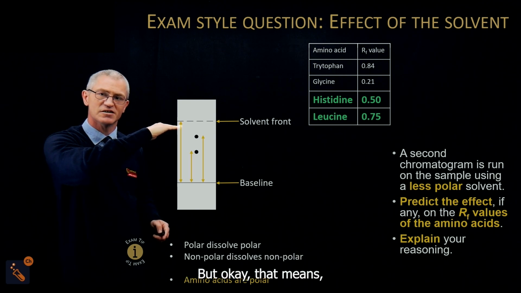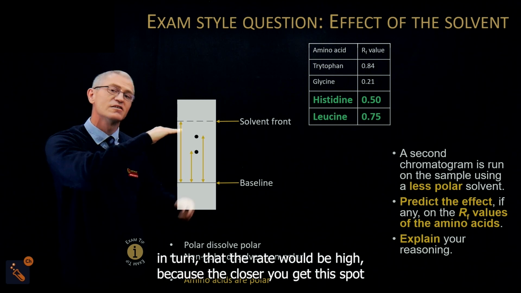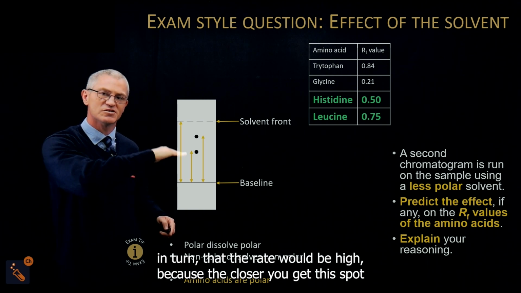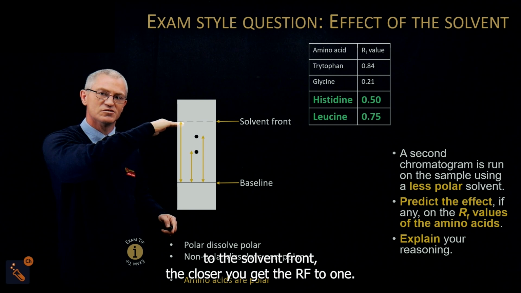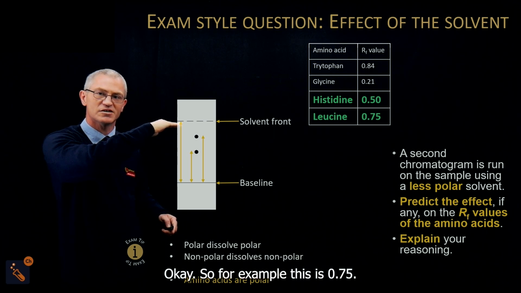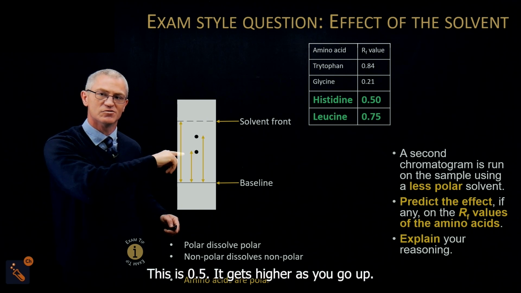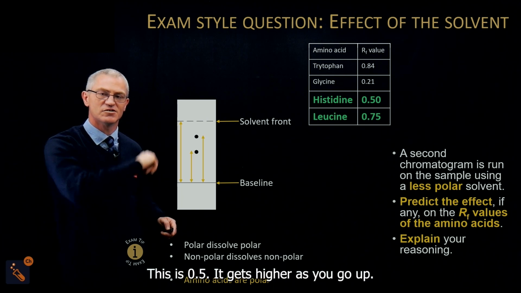But, okay, that means, in turn, that the RF would be high, because the closer you get this spot to the solvent front, the closer you get the RF to 1. Okay, so for example, this is 0.75, this is 0.5. It gets higher as you go up.